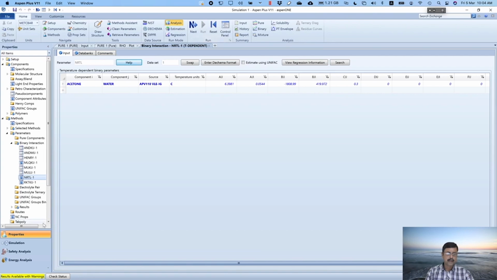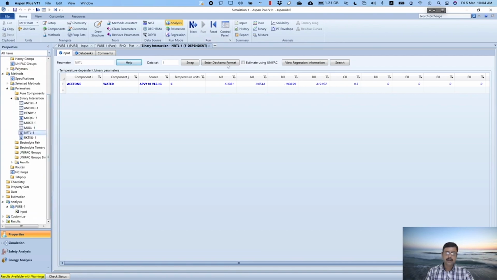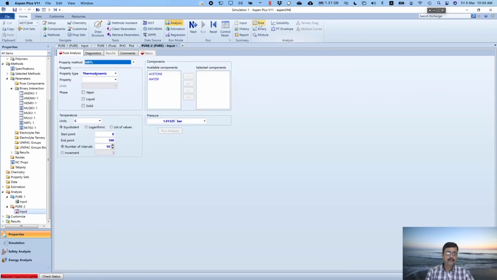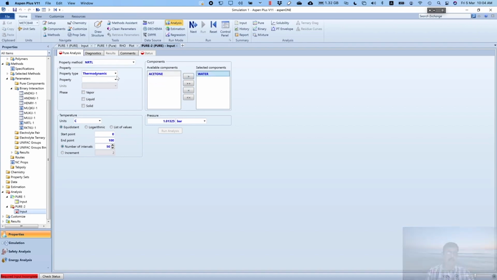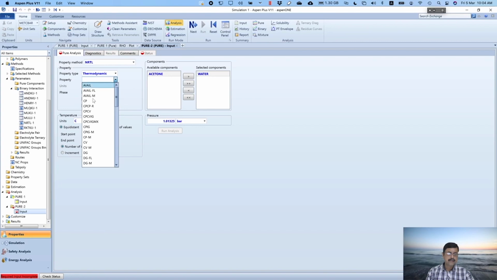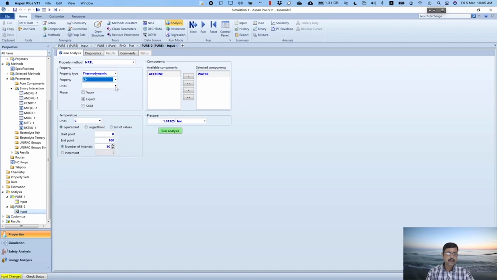Okay. Now let us again bring in pure analysis. Here you have to choose water, not acetone, and specific heat, constant pressure heat capacity of a pure component in kilojoule per kilomole K, and valid phases are vapor, liquid and solid all.